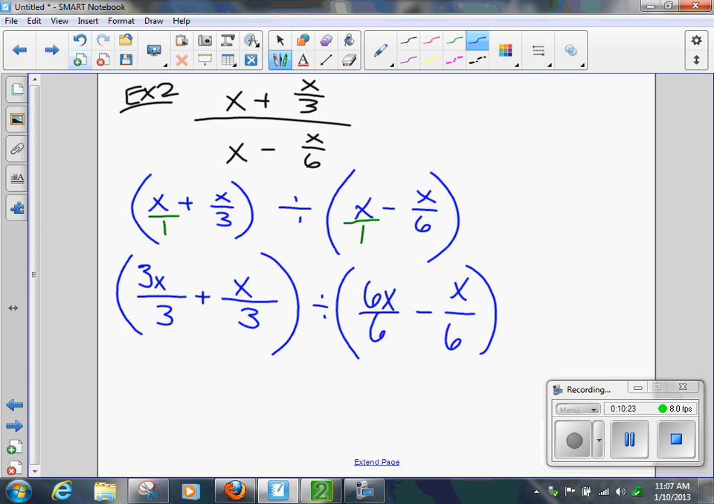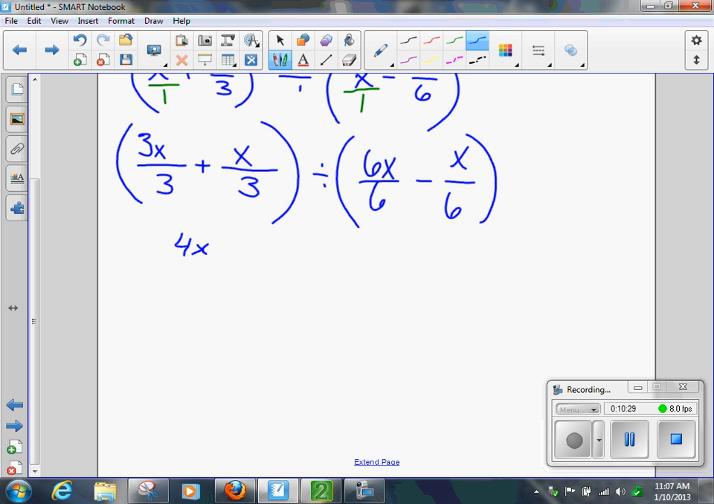Now can I write one fraction? Everything is one fraction. What's 3x plus x? 4x. Divided by 3, divided by 6x minus x. What is that? 5x. And now what do we do? Copy, change, flip.